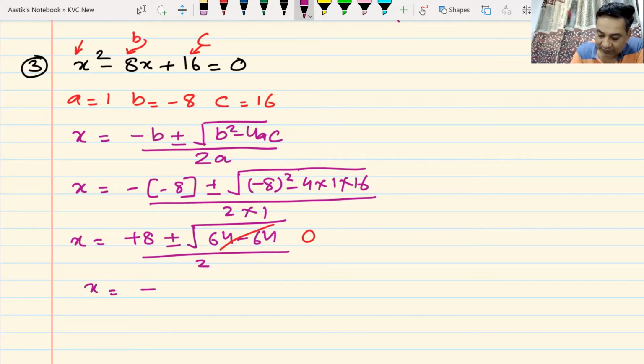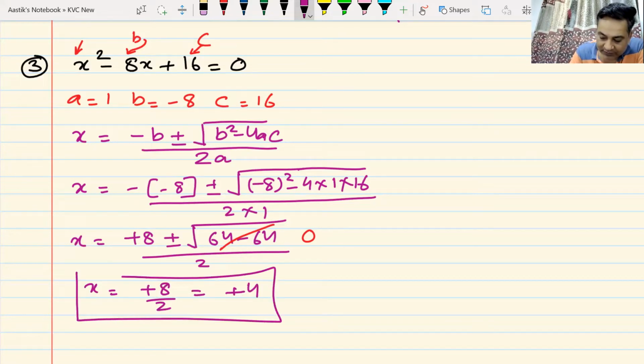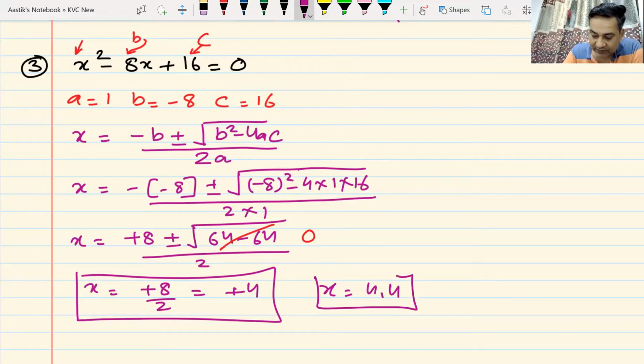Yes. So I have only one thing left. x is equal to plus 8 divided by 2. It becomes plus 4. x is equal to 4. But I cannot give one answer. So the answer is 4, 4. In such cases, we say that this equation has equal roots.